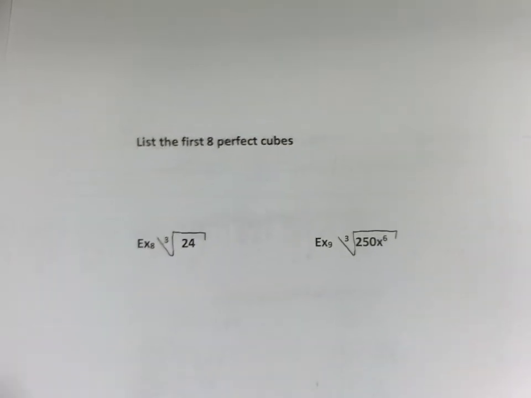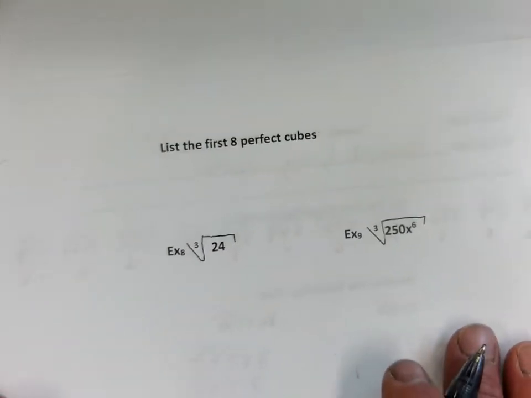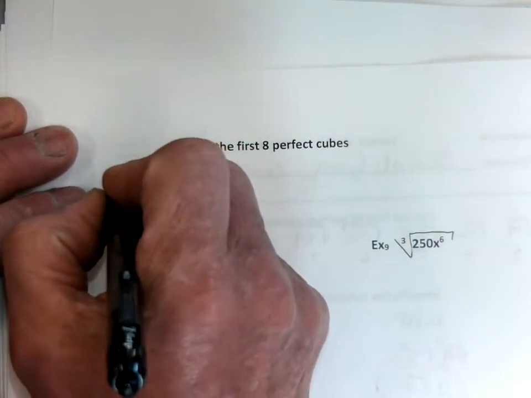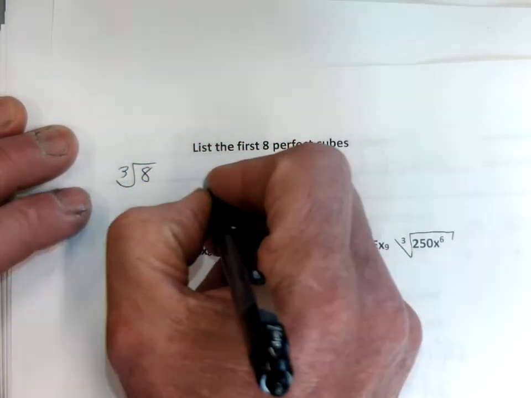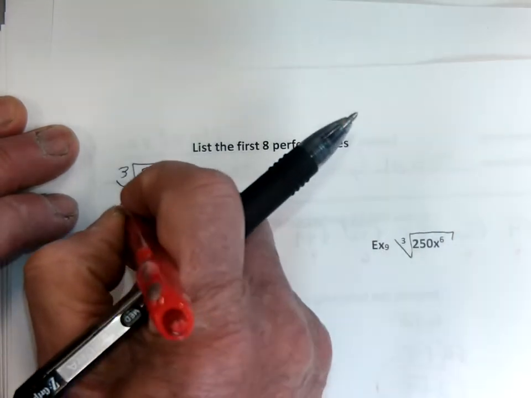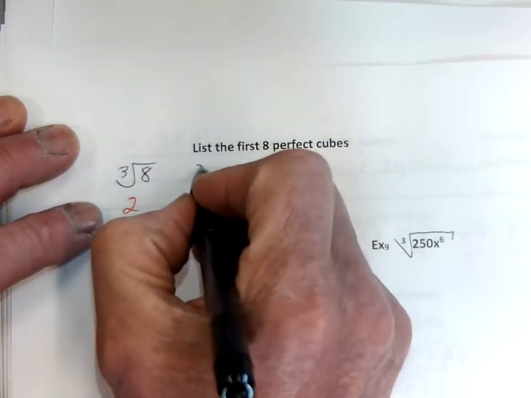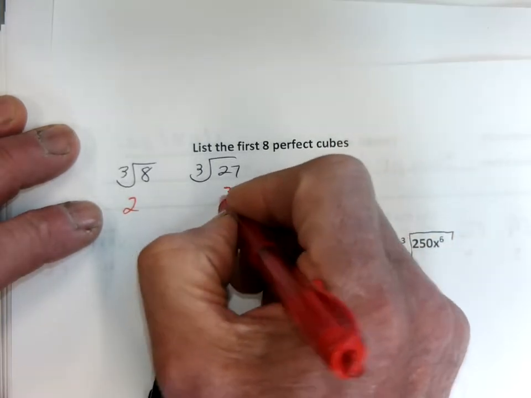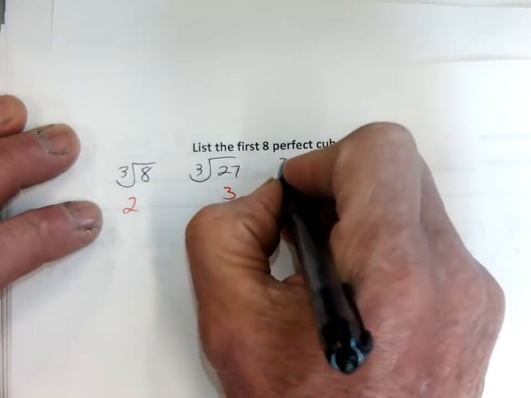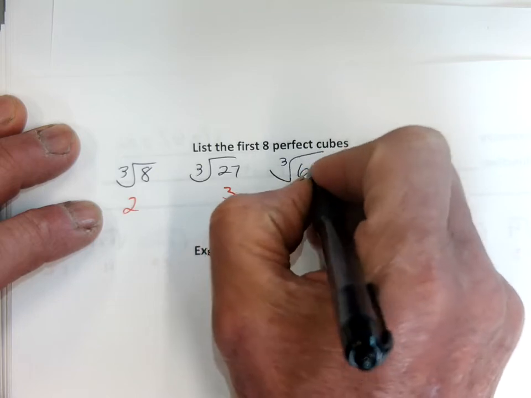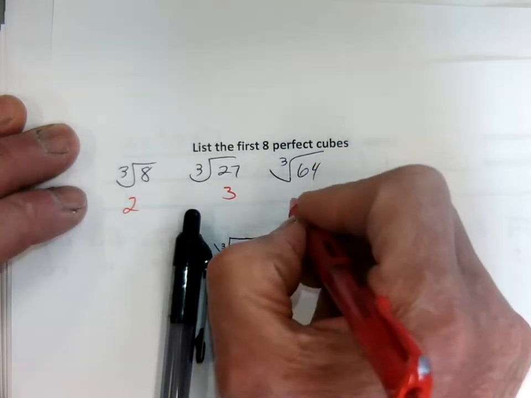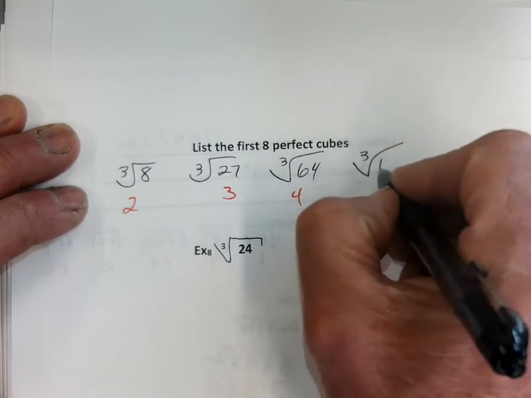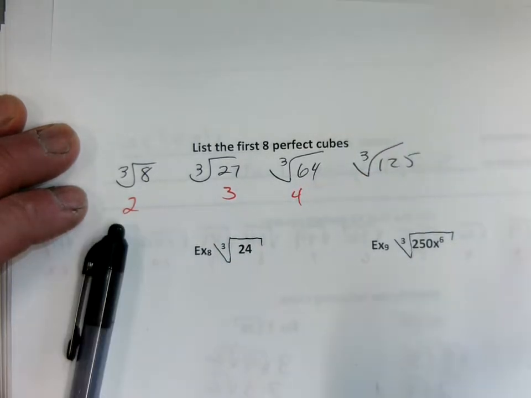All right, cube roots. Well, we can do cube roots. Let's list the first perfect cube roots. Cube root of 8 is 2. Cube root of 27 is 3. Cube root of 64 is 4. Cube root of 125 is 5.